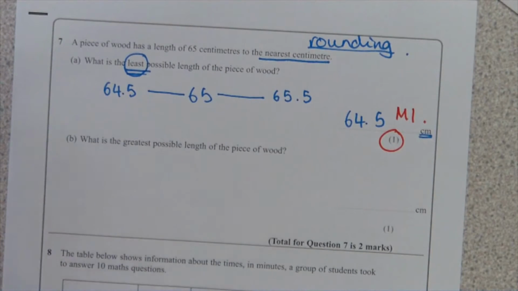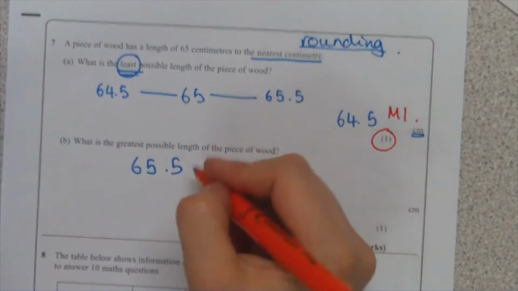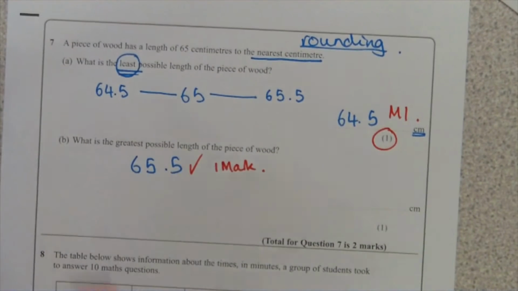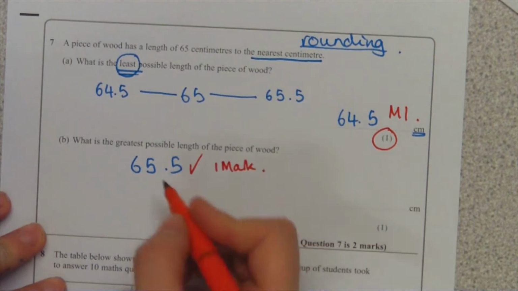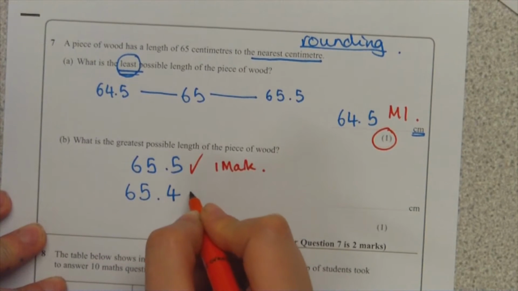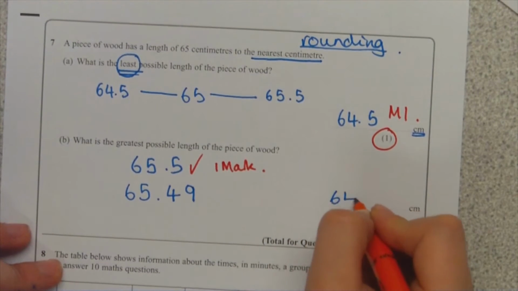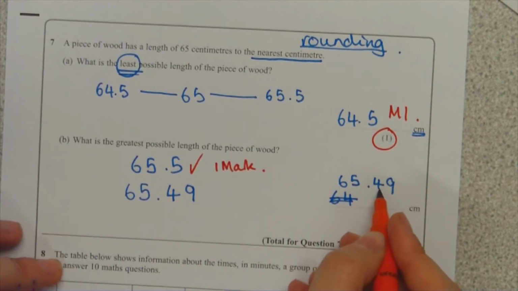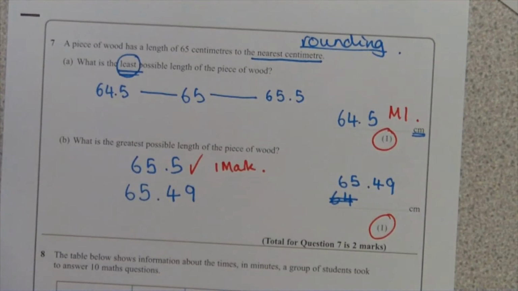B, what is the greatest possible length of wood? So we've said 65.5. That is accepted in the mark scheme as getting 1 mark. But actually, I don't personally like that because if it's 65.5, you'd probably round up to 66. So while 65.5 is perfectly fine, the mark scheme also accepts 65.49. That's far more accurate. So you get 1 mark for 65.49, not 64, because 65.4 would obviously round down. So that is your 2nd mark there.